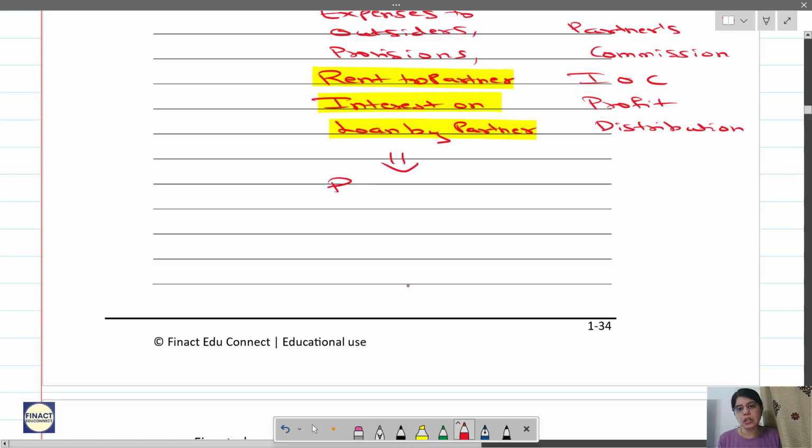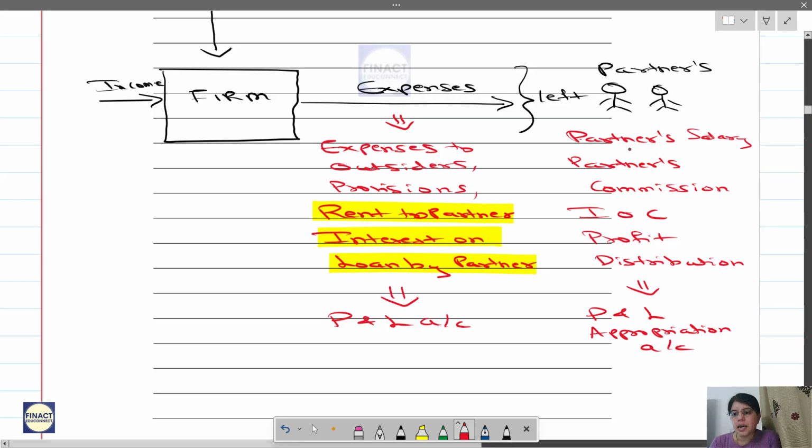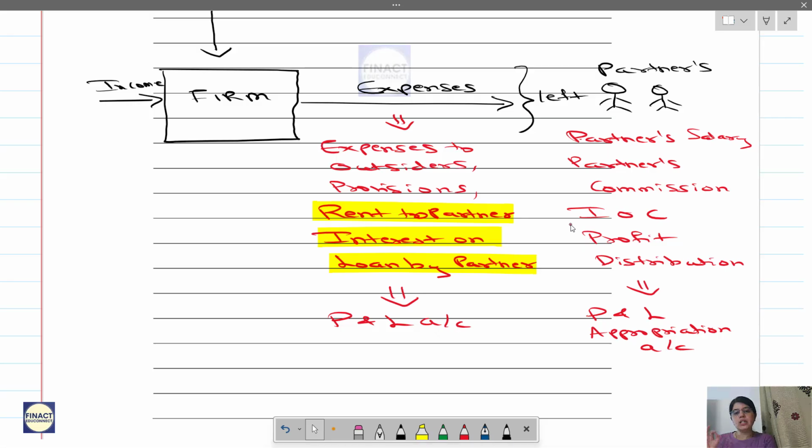The expenses will be recorded in your profit and loss account, and then from here you will be taking forward your profit or loss to your profit and loss appropriation account, and your profit and loss appropriation account will have all these items. That is the reason whenever we have said partner's salary, partner's commission, interest on capital, I told you they have to be treated like expenses. They are not expenses. Whereas rent paid to the partner and interest on loan by the partner are your expenses.